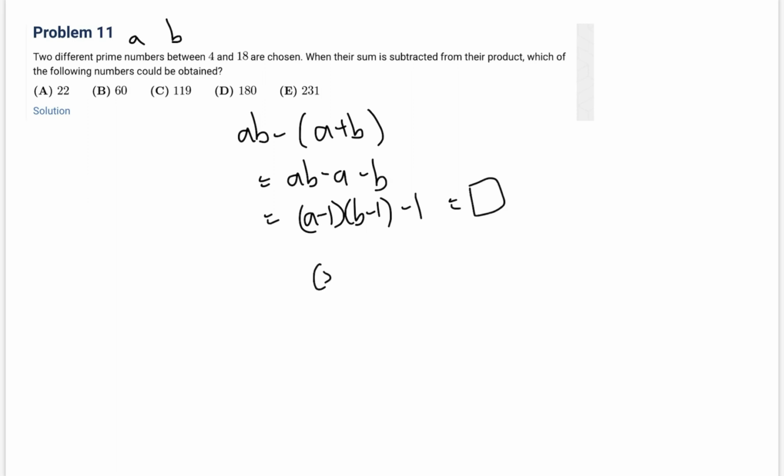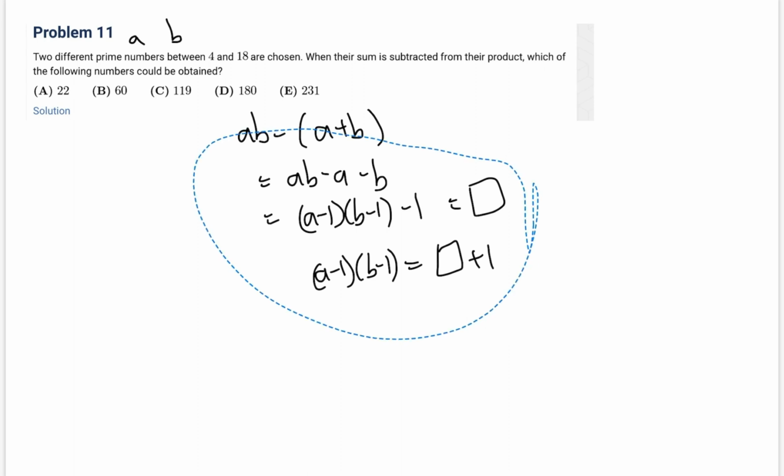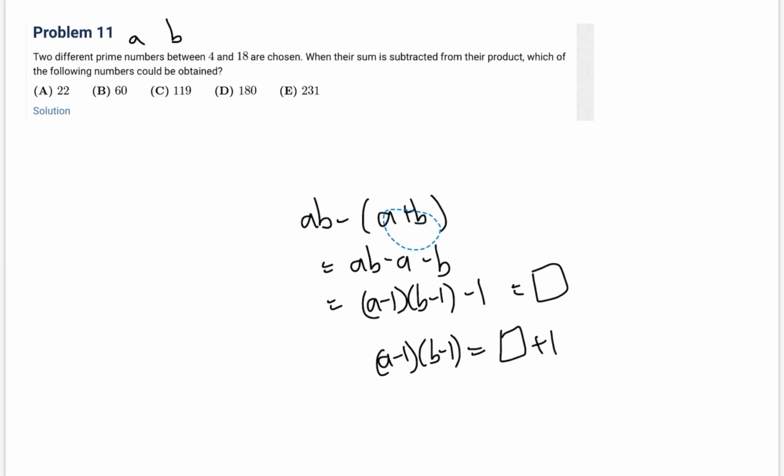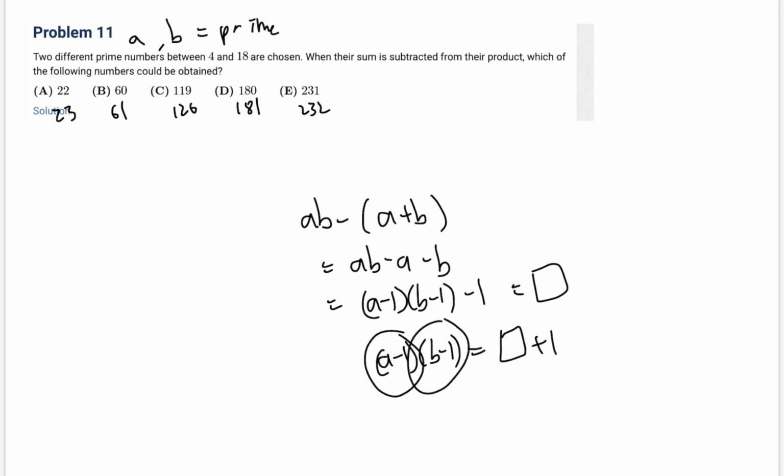So if we wanted to get (a minus 1)(b minus 1), then this would have to be this plus 1. So if we add on 1 to each of these, then it will be 23, 61, 120, 181, and 232. And since a and b are prime numbers, then these have to be prime minus 1 and prime minus 1. And so, oh, this is 120 here, not 126.